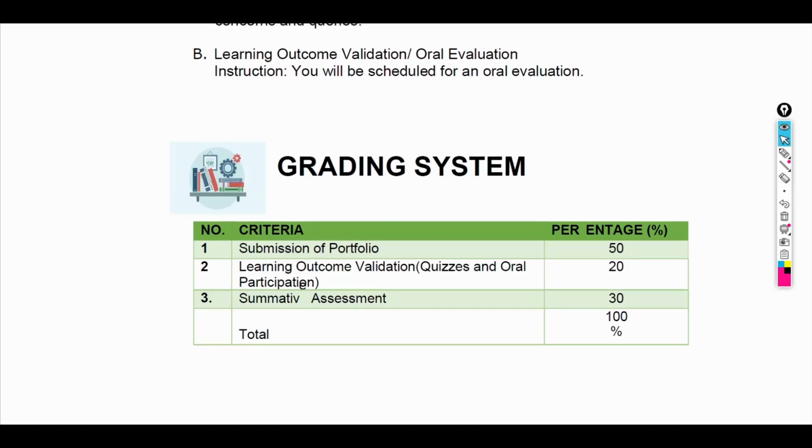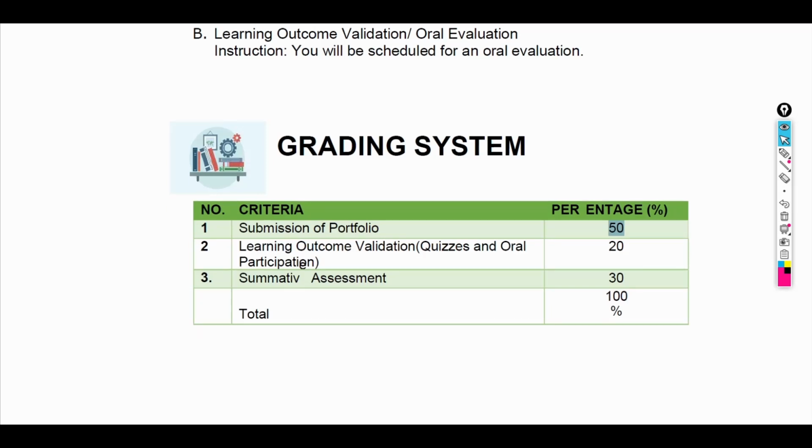For the grading system, the submission of portfolio will take place once we finish the semester. You are expected to submit the portfolio, and like I said, it must be complete because that covers 50% of your semestral grade. In the absence of the portfolio, you already lost 50%. And take note, the passing mark will be 70%. So the submission of portfolio will be by the end of the semester.